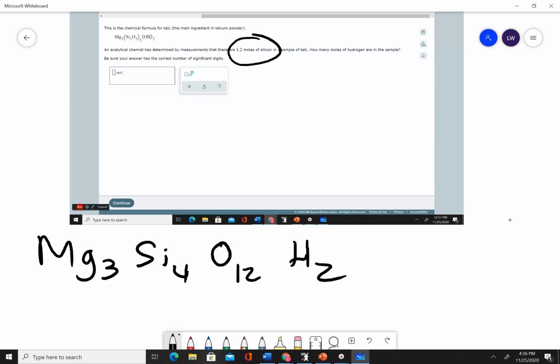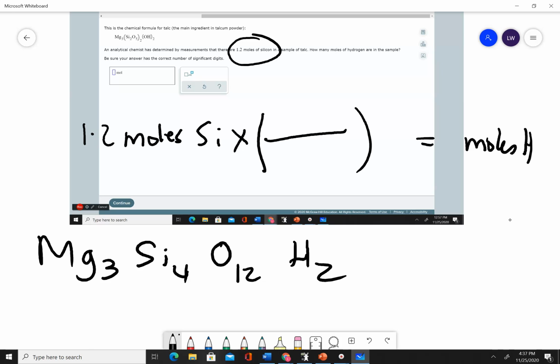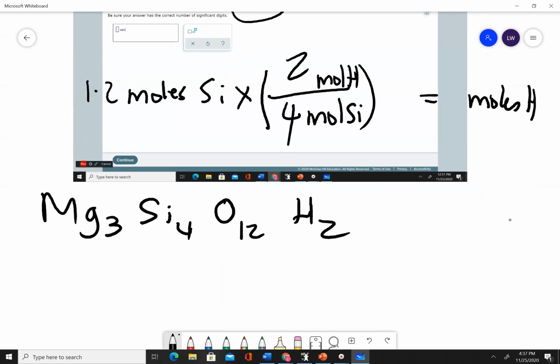Now we want to go from 1.2 moles of silicon through to moles of hydrogen. So we know that we're going to have to multiply by a mole ratio, right? When we go from moles of one thing to moles of another, we have to multiply by a mole ratio. And that mole ratio has to have moles of silicon on the bottom, and moles of hydrogen on the top. So we can see here that we get 2 moles of hydrogen for every 4 moles of silicon. So 1.2 times 2 on 4 is going to give me 0.6 moles of hydrogen.